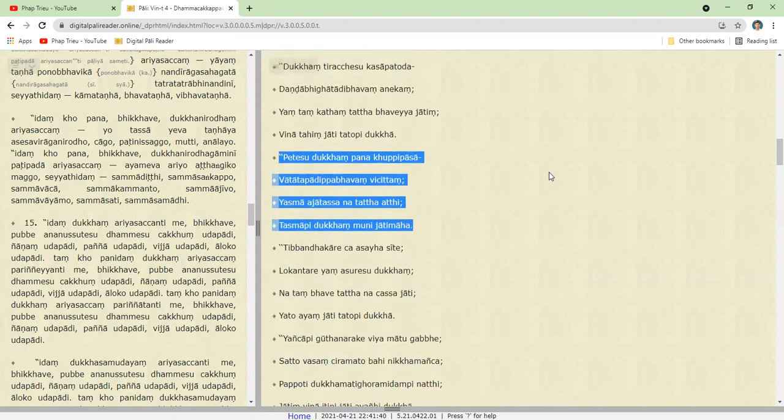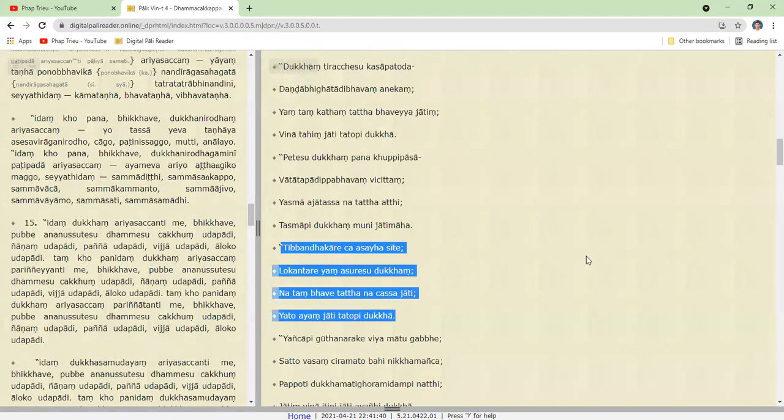Okay, let's go to another verse. Te ban da parija asacha site, logandare yang asuri su dokhan, na dam bawe tata na jasa jadi yado ayan jadi tadobi dokha. Te banda kariya asasha is modified to the Lokantara. This finds out how painful it is in the Lokantara.